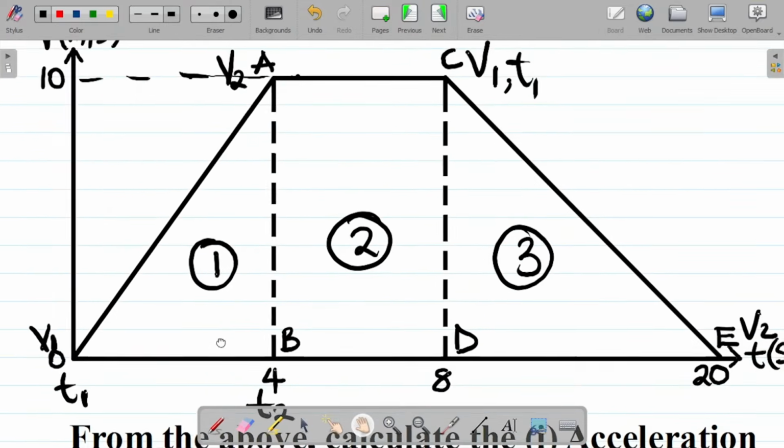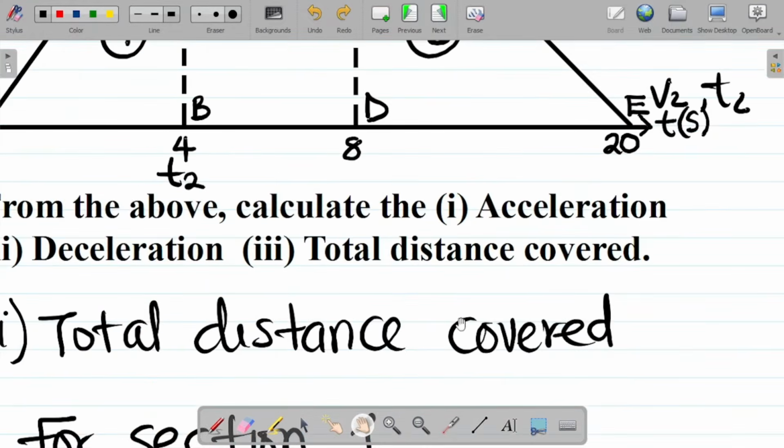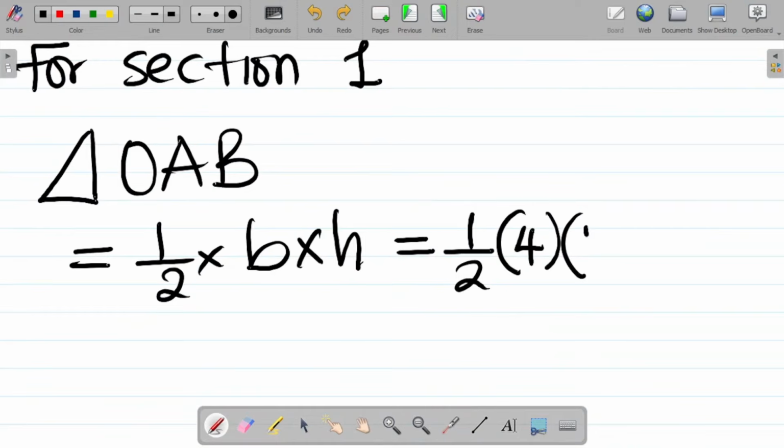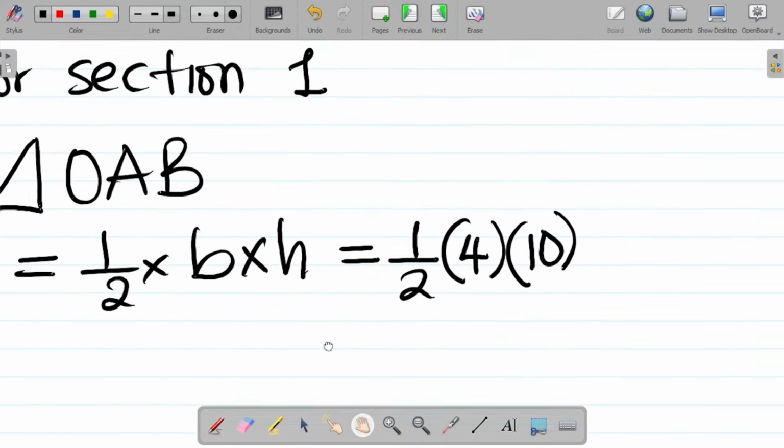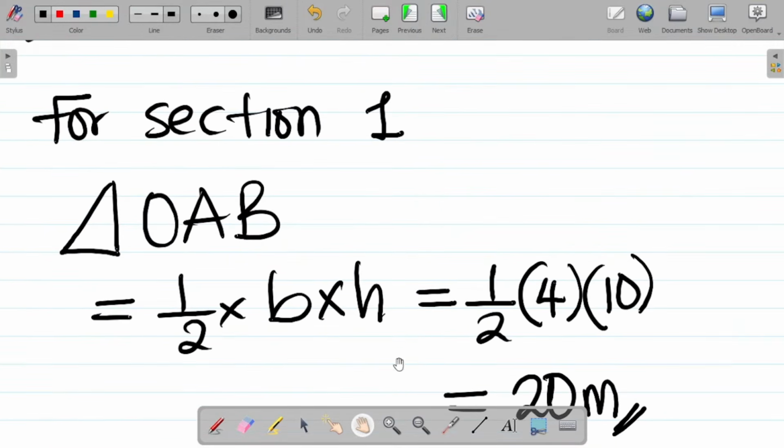The height is simply the distance from the horizontal line to your apex point, the highest point A. From the horizontal line 0 up to the highest point, which is 10. That means the height is actually 10. If I multiply this, this will be equal to half times 4 times 10, which gives you 20. And this becomes meters because you're looking for distance. Now, this is the distance for section 1.